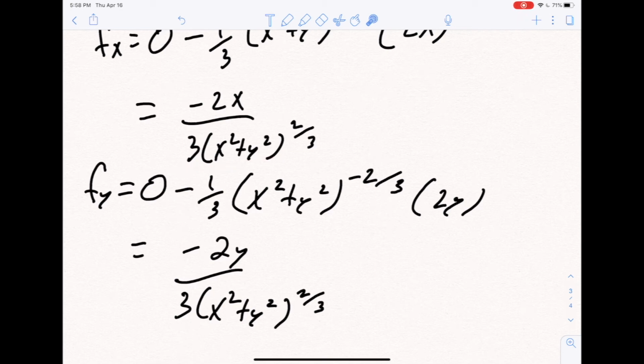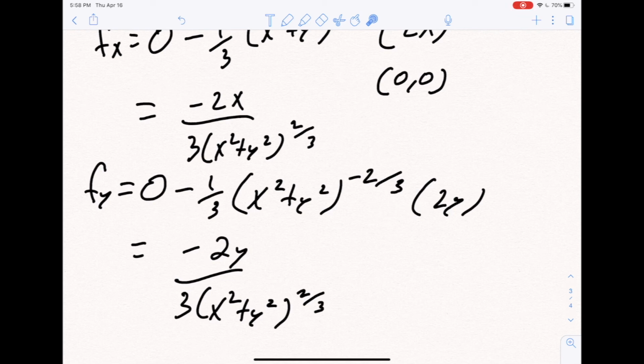So now that we've found fx and fy, is there anywhere that makes one of them undefined or makes them both equal to 0? Well, in order for fx to be undefined, the denominator would have to be equal to 0. So 3 times (x squared plus y squared) to the 2/3 would be equal to 0, which means that x squared plus y squared would have to equal 0. So the point (0, 0) is going to be a critical point because fx is undefined at (0, 0). And similarly, (0, 0) makes fy undefined as well, because if we plug in 0 for x and 0 for y, then this denominator here is equal to 0, so fy is undefined there.